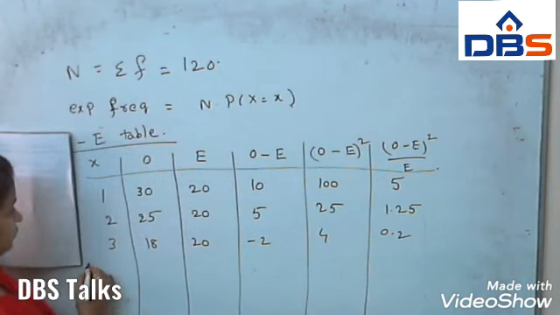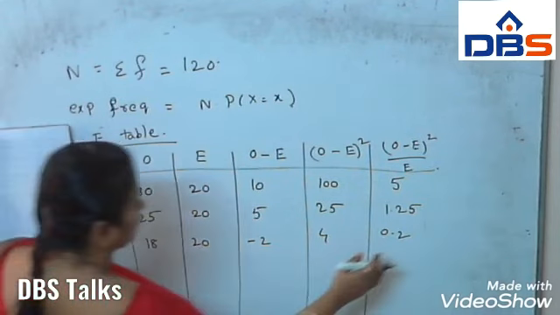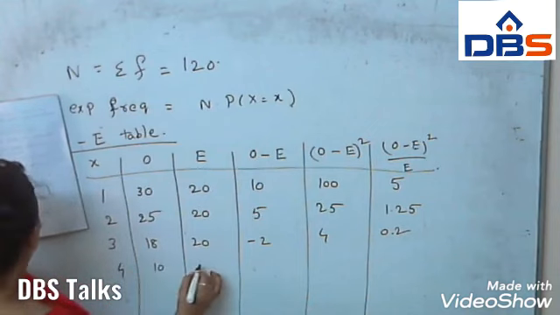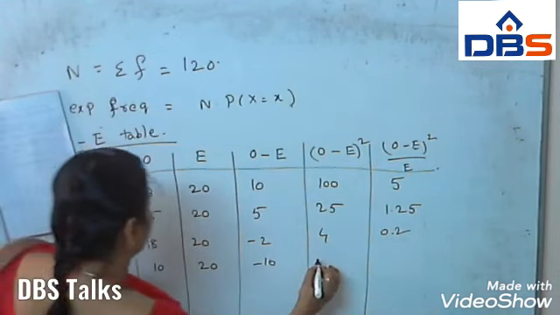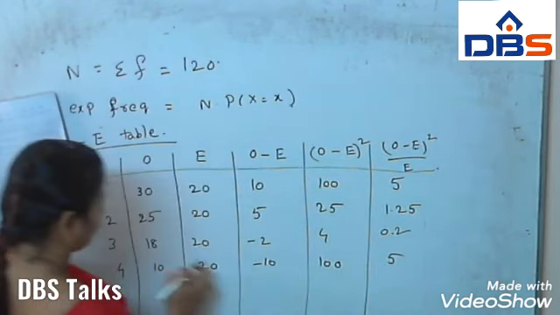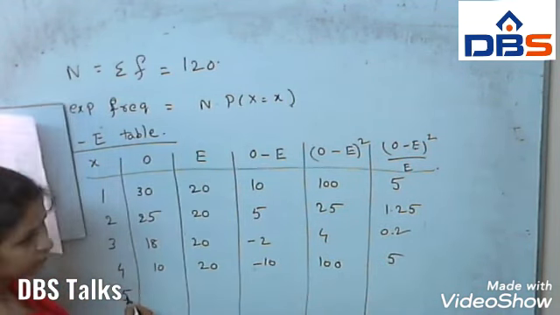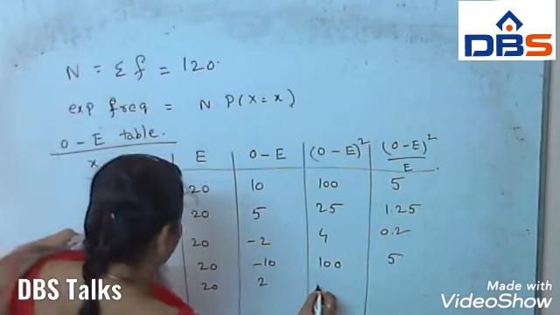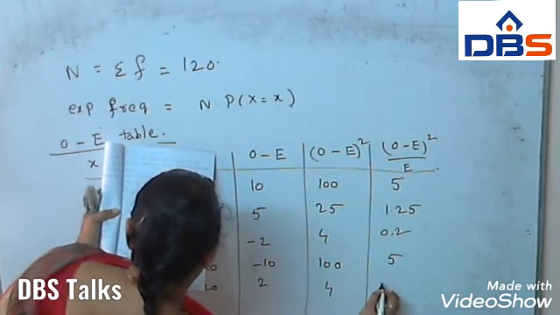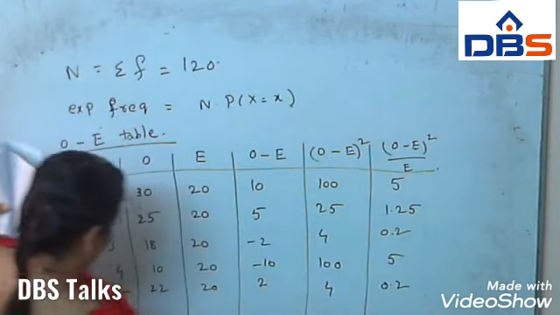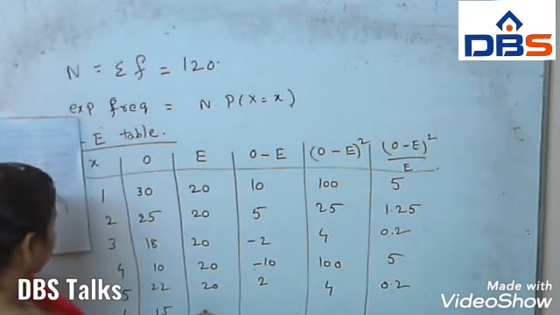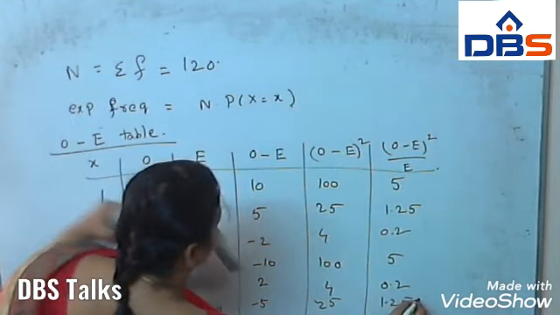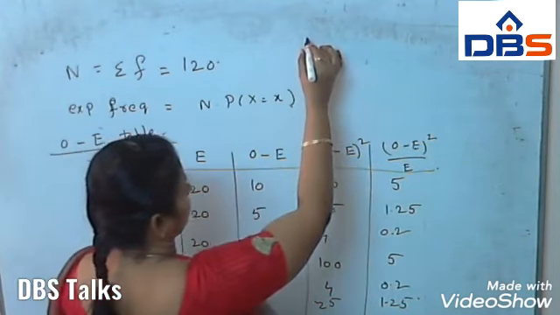Next, 18, 20, minus 2, 4, 4 by 20, 0.2. Then 10, 20, minus 10, 100, 100 by 20, 5. Then 22, 20, minus 2, 4, 4 by 20, 0.2. Then 6, 15, 20, minus 5, 25, 1.25.